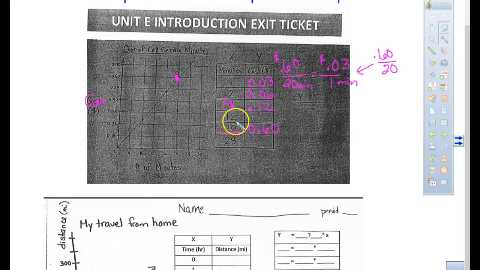How do we get the next one? 12 times? Oh, good. 12 times 0.03, which gives us 0.36. Please do the last one for 28. Okay? And for 28, I should have 0.84.